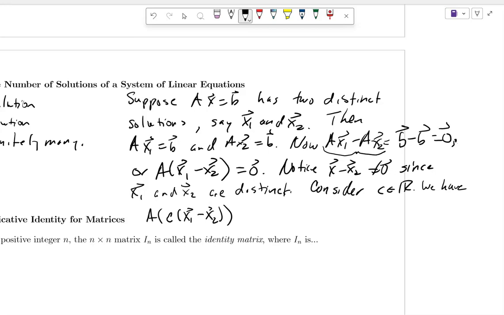Using another one of our properties of matrix arithmetic, what can you do with the c? Okay, I can distribute it, that's true, but I want to do something else with it. You're right, I can distribute it. What else can I do with it? I can pull it out in front, right? Doesn't matter where the constant goes, right? So I can take the c and move it out in the front.